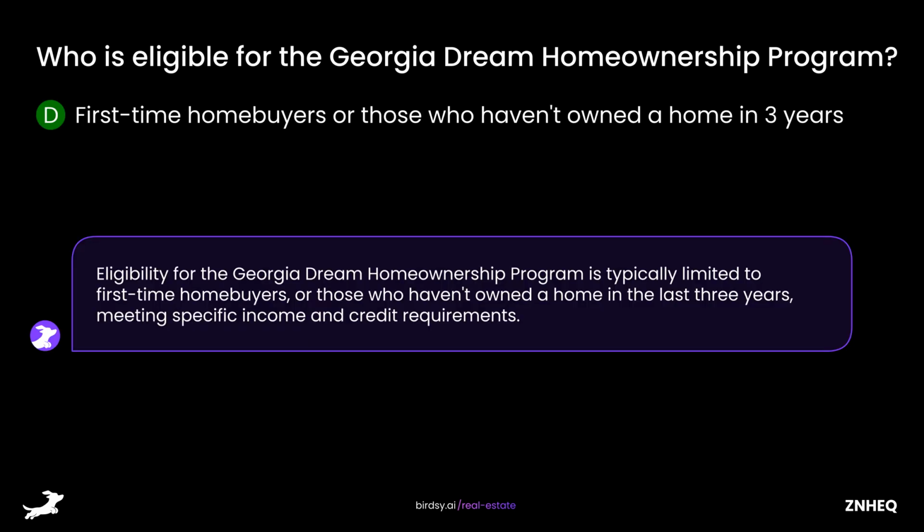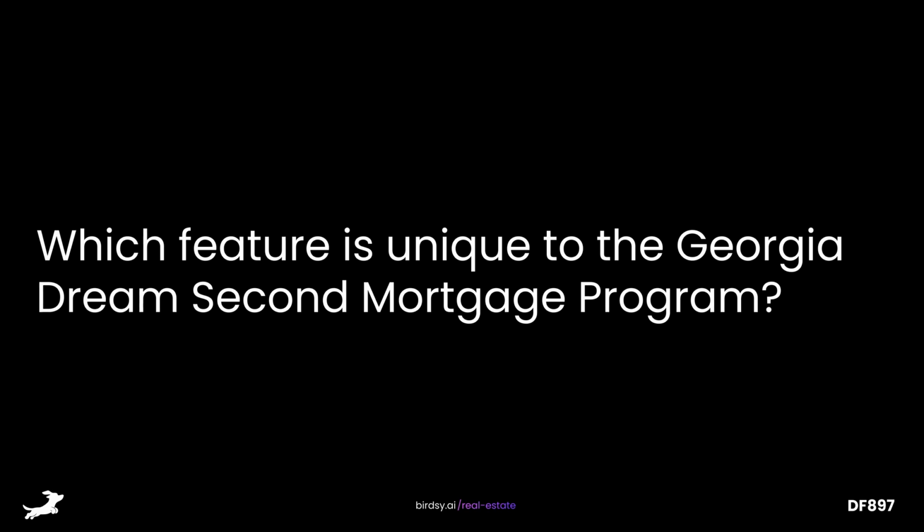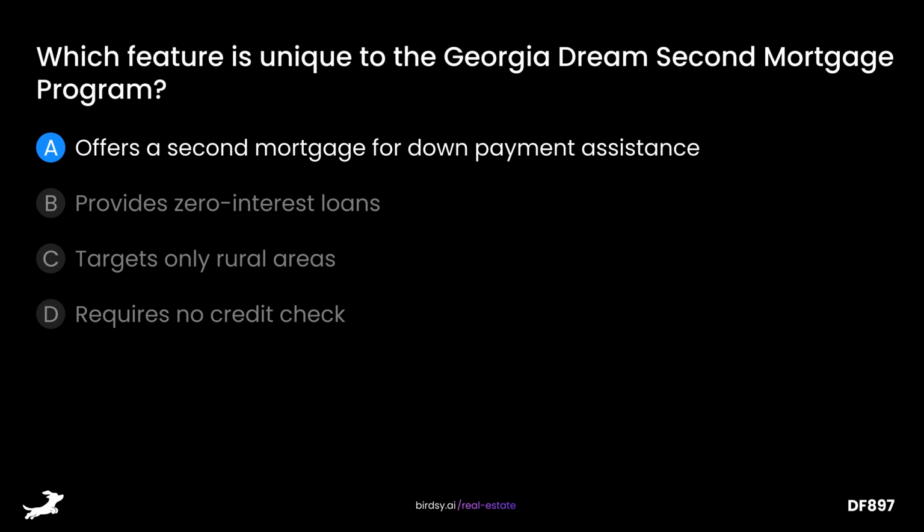Eligibility for the Georgia Dream Homeownership Program is typically limited to first-time homebuyers or those who haven't owned a home in the last 3 years, meeting specific income and credit requirements. Which feature is unique to the Georgia Dream Second Mortgage Program? Is it A, offers a second mortgage for down payment assistance? B, provides zero interest loans? C, targets only rural areas? Or D, requires no credit check? The answer is A, offers a second mortgage for down payment assistance.